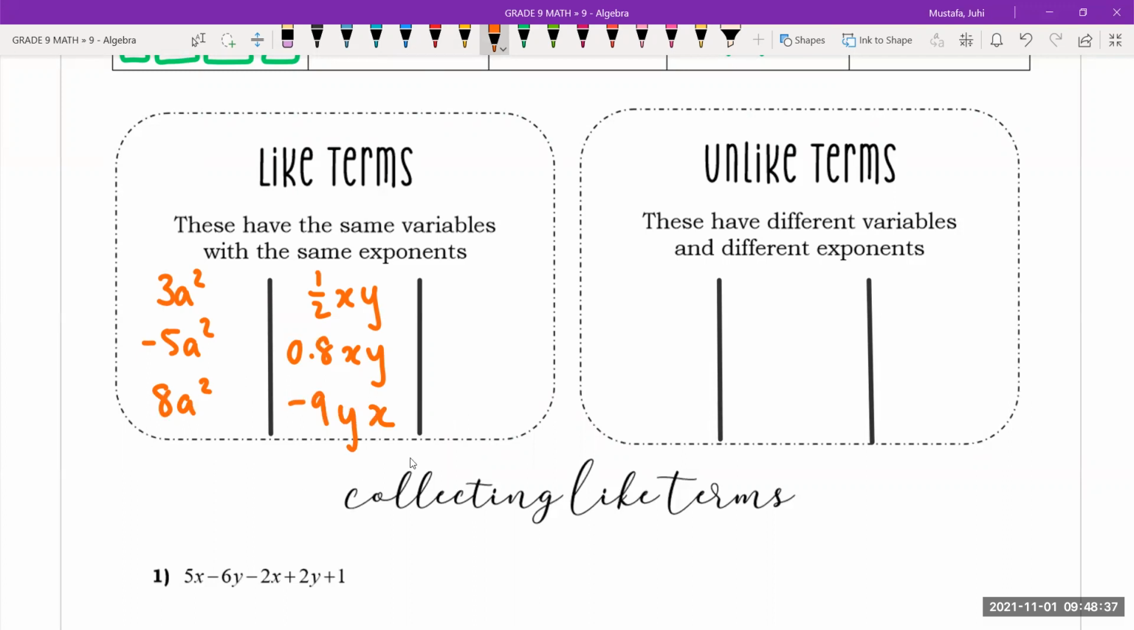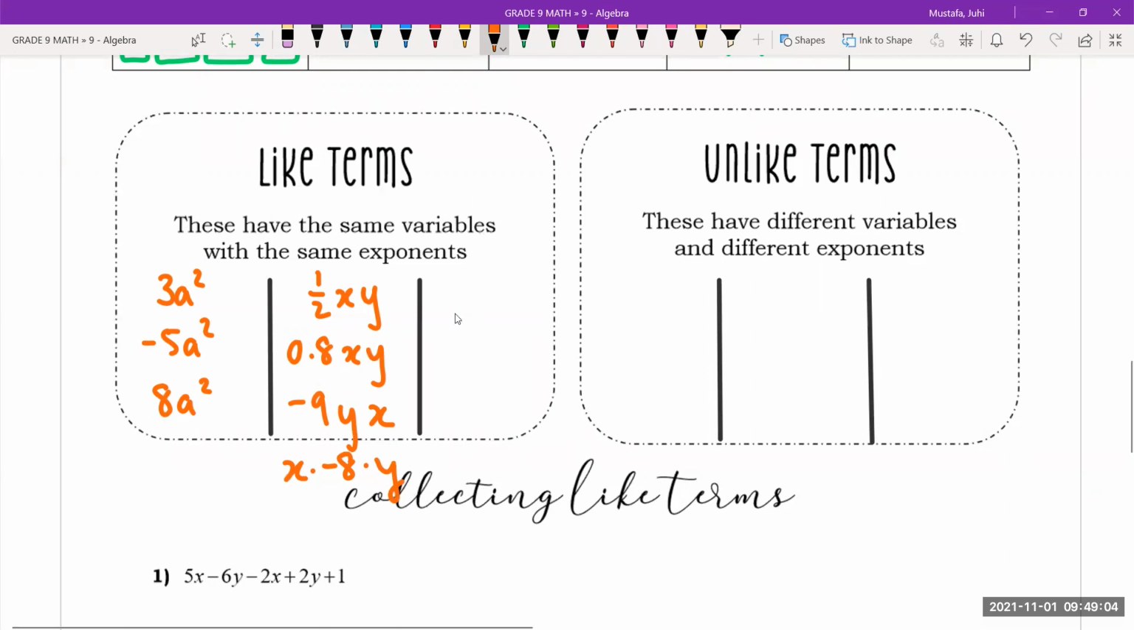Why are they still the same? Nicole? Exactly. The order does not matter. They still have the same variables. As long as they have an x and a y, that's fine. You can even rewrite one of them as x times -8 times y, and it would still be a like term because it still has the letter x and the letter y. The order does not matter as long as they're both present.